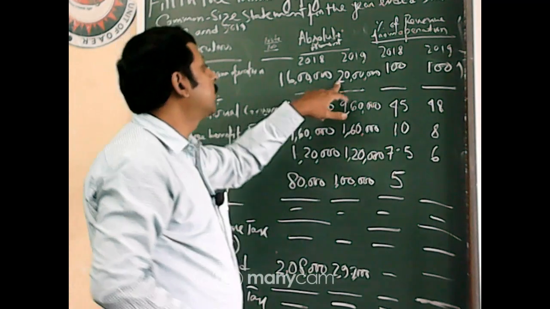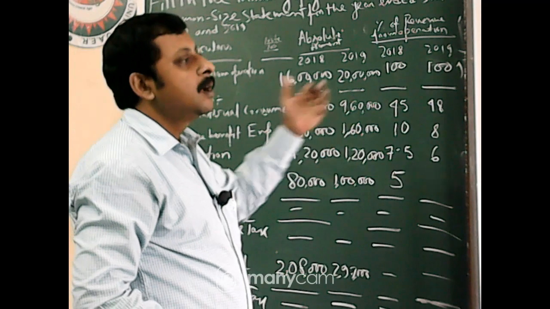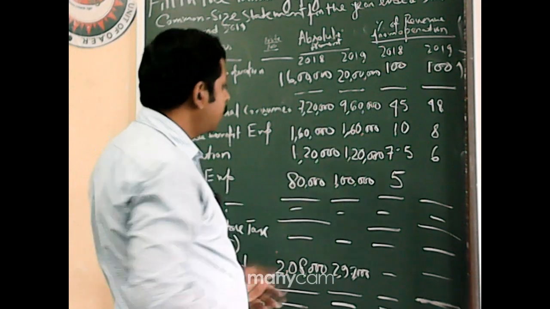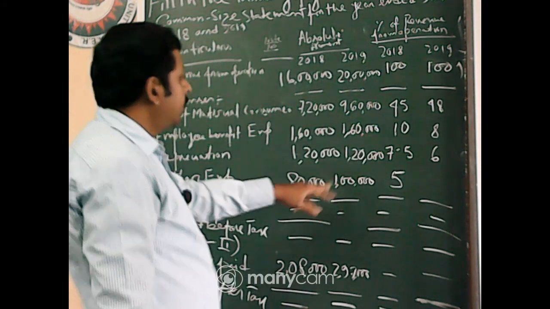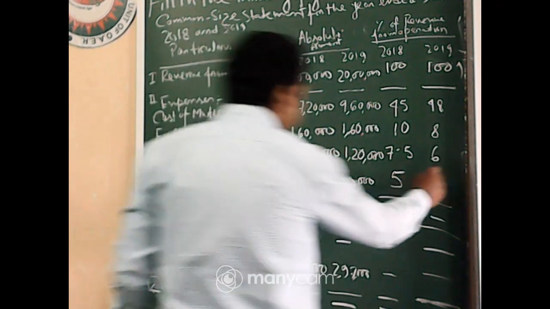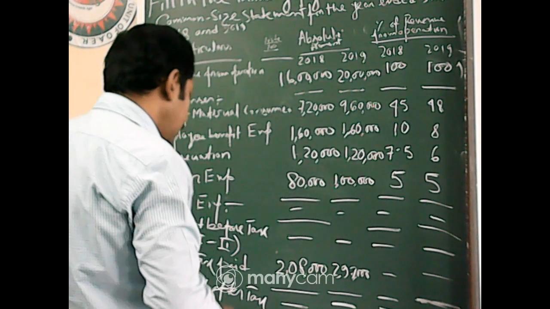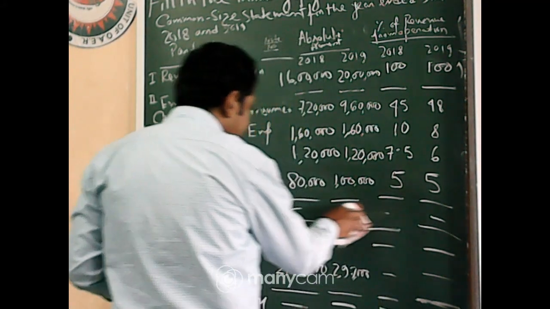20 lakh, there is 2 lakh means 10%, and half of 2 lakh is 5%. So that will be 5% again, because the figure is 1 lakh. 1 lakh by 20 lakh into 100 is also 5%. So you can see both are 5%. Now you can total it.